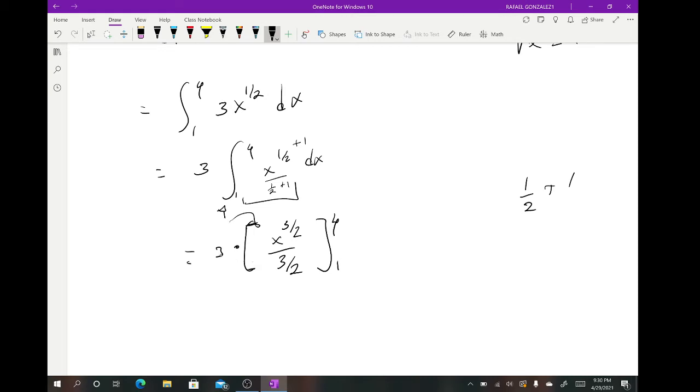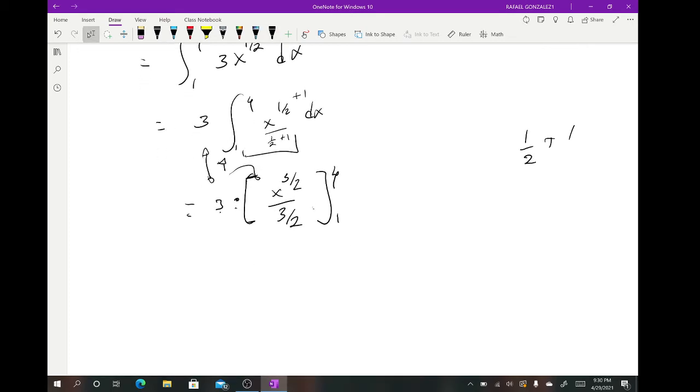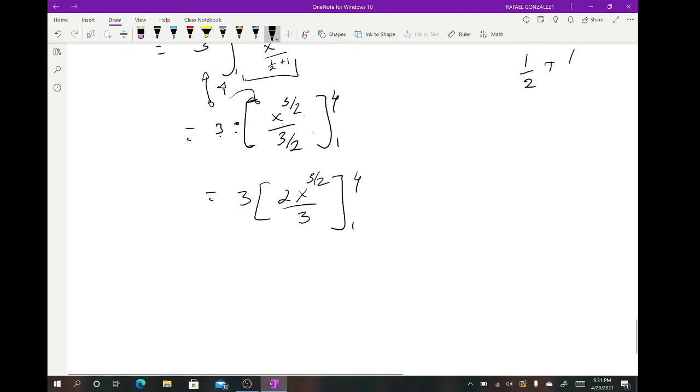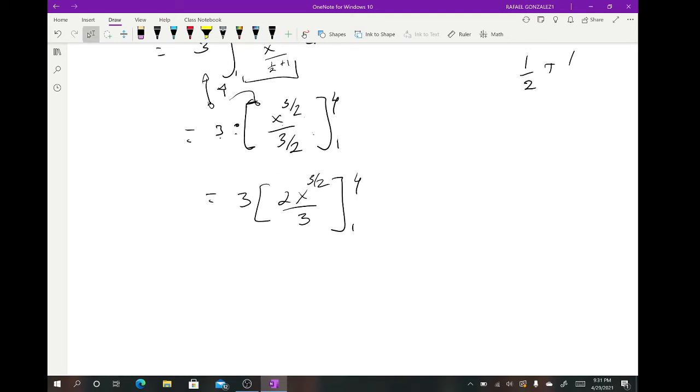And I'm putting these brackets because I took out the 3, and I have to multiply by 3 once I evaluate this definite integral. So once I do the fundamental theorem of calculus at the end, I'm going to multiply whatever I get times 3. In any case, let's simplify this a little bit. x to the 3 over 2 divided by 3 over 2 is actually the same thing as 2x to the 3 over 2 divided by 3. And I'm evaluating this at the points 1 and 4. The values 1 and 4.